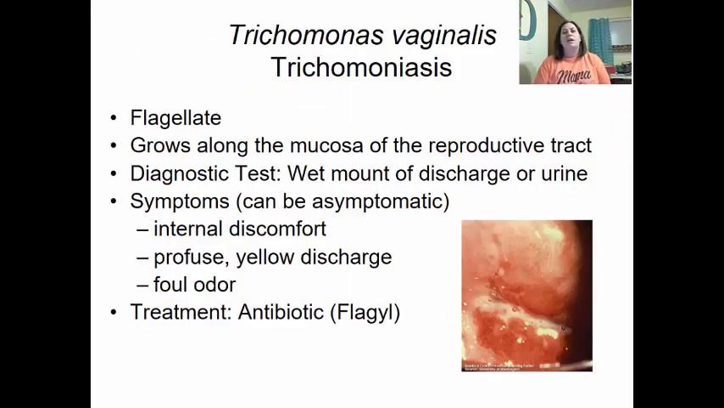Trichomonas vaginalis. Now, Trichomonas vaginalis is a flagellate. It grows along the mucosa of the reproductive tract. The diagnostic test here is a wet mount of the discharge or the urine, because in males it would be the urine and in females the discharge from the vagina. So males can also carry this. It just doesn't cause inflammation of the vagina since they don't have that. It can be asymptomatic, which is what you normally see in males, but it can cause internal discomfort, profuse yellow discharge, and a foul odor. The treatment here is the antibiotic Flagyl.